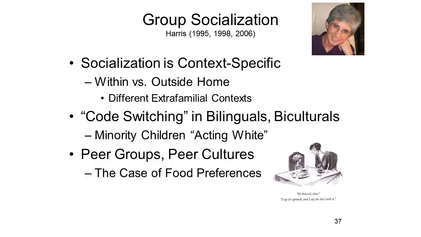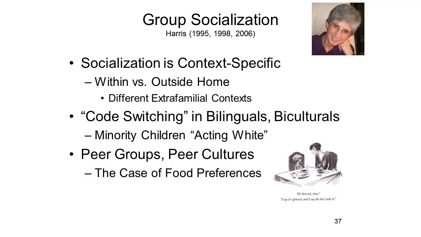Peer groups and peer cultures are very important, and as the child begins to spend more and more time outside the home, they become ever more important. As a somewhat silly, I suppose, but still illuminating example, Harris cites food preferences. She asks, if parents are such powerful socialization agents, why do they find it so hard to get their children to eat what they want them to eat? This is a real problem that every parent has encountered. And Harris's answer is that children want to eat what their friends like, not what their parents like. In eating, as in language, as in behavior, there's a lot of code switching that goes on.